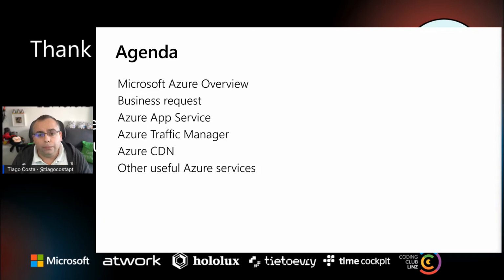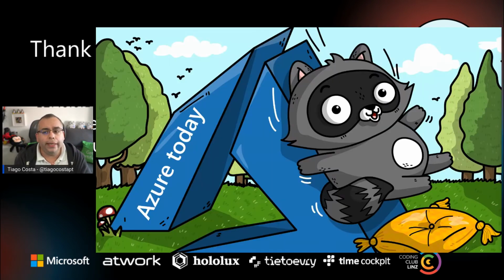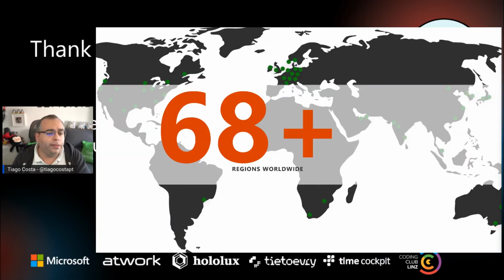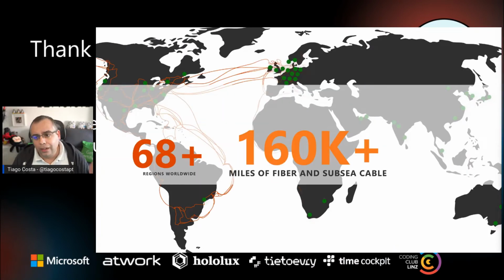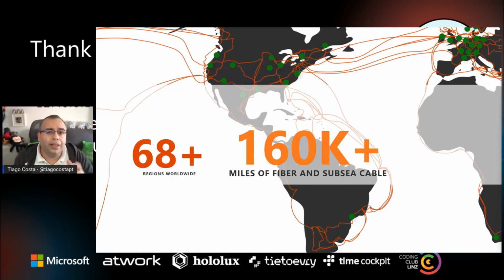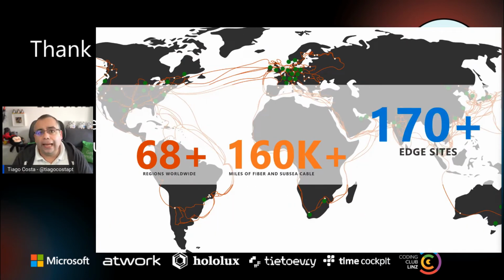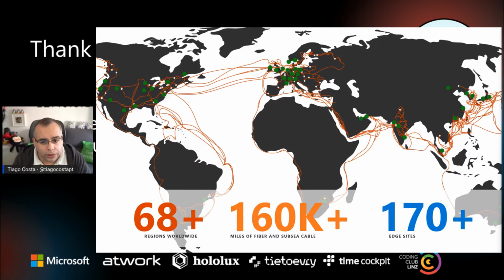But before we even start, let's talk about Azure today. What is Azure today? The second largest cloud provider, we have tons of regions worldwide, 68 plus, I don't even count them anymore, to be honest. We have tons of fiber connecting all those regions and loads of edge sites. And you're like, why is that important? Well, it is important because we're talking about global scale.